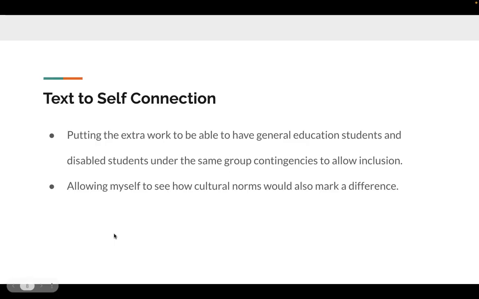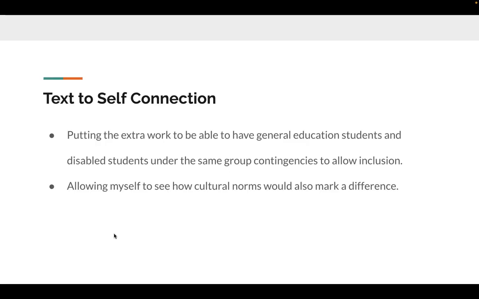Text-to-self connection. Being able to learn more about group contingencies and how to design them has allowed me to be able to have a deeper understanding, to understand that there is always an extra bit of work that can be done to help out students, especially when it comes to students with disabilities.